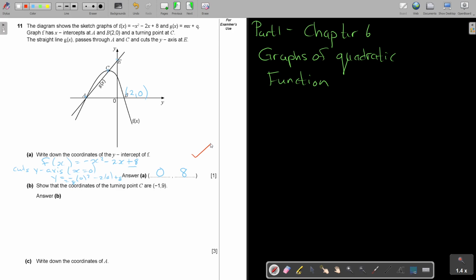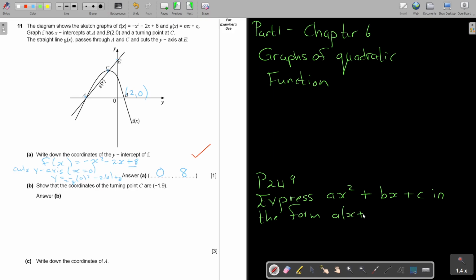Show the coordinates of the turning point C. Now, where will I find that in my textbooks? You will find that on page 249, and that is where they say when you express ax squared plus bx plus c in the form a(x plus b) squared plus q. Okay, now let's do it.